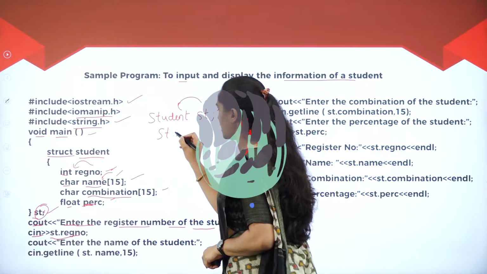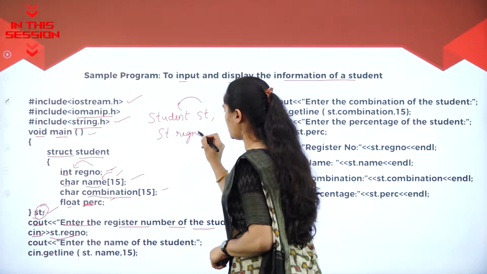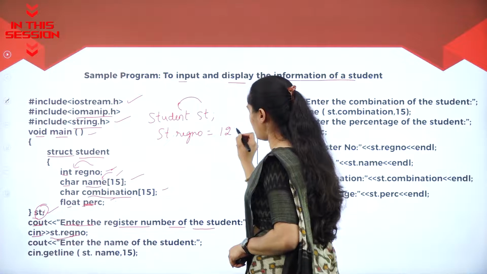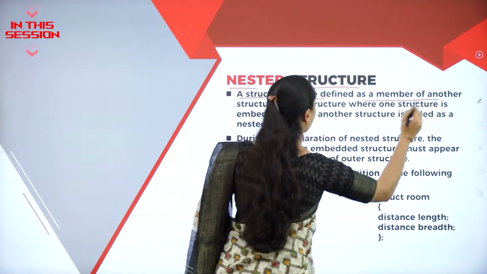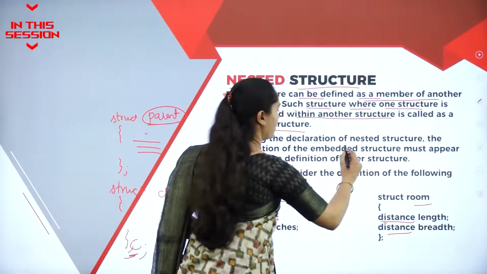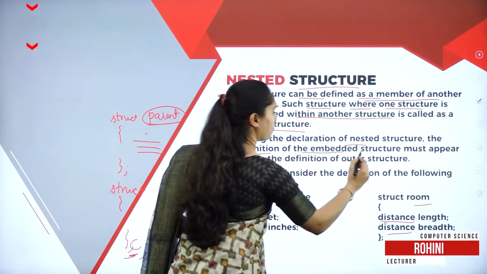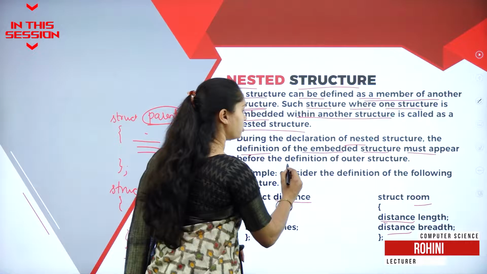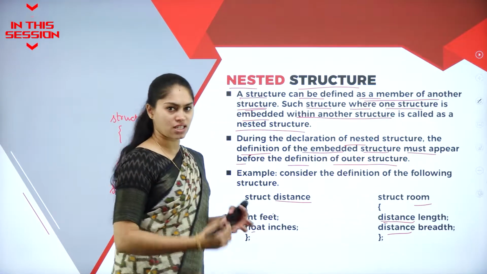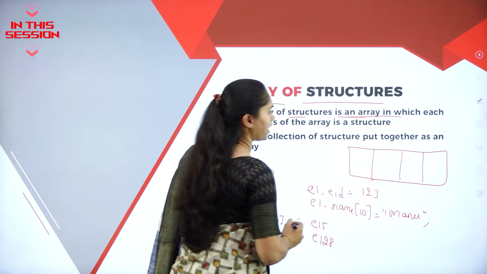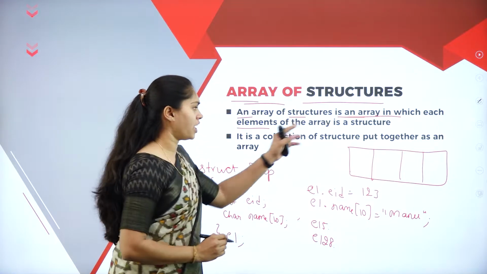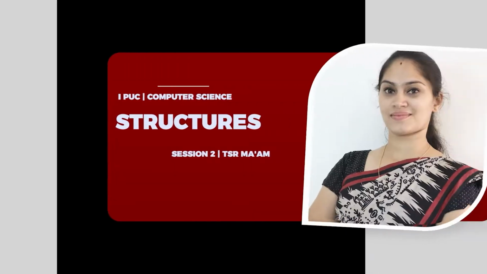I'm using st.register number, then it will allow me to take the value. Let me consider that as 1, 2, 3. A structure can be defined as a member of another structure. So in the nested structure, the definition of the embedded structure must appear before the definition of the outer structure. An array of structure is an array in which each element of the array is a structure.